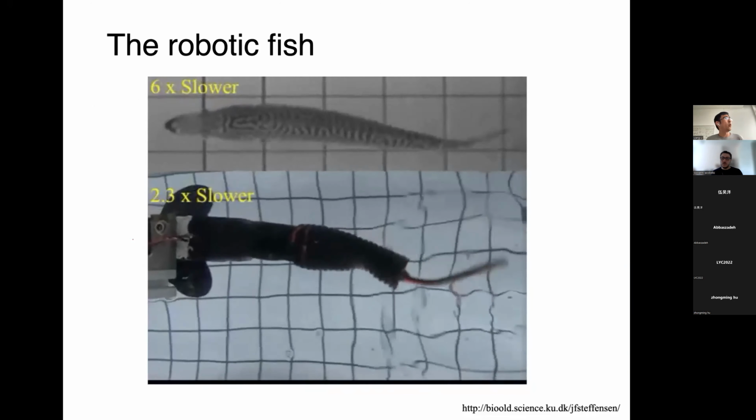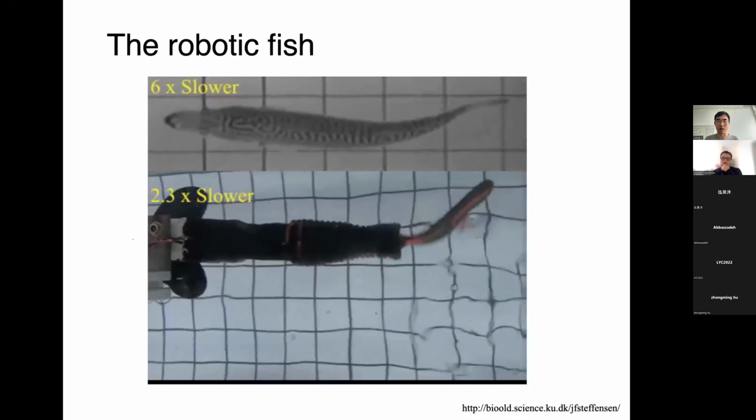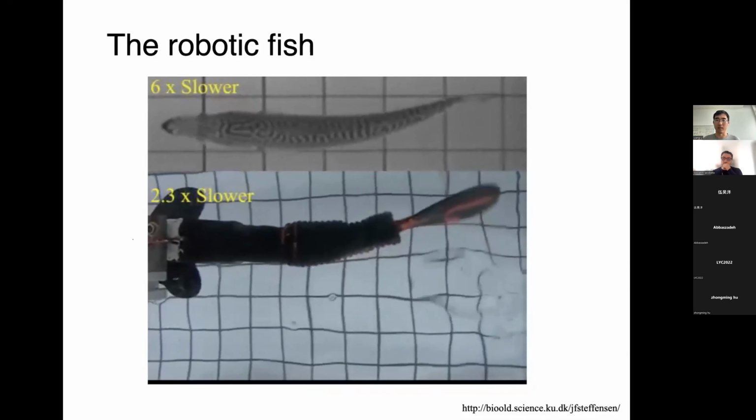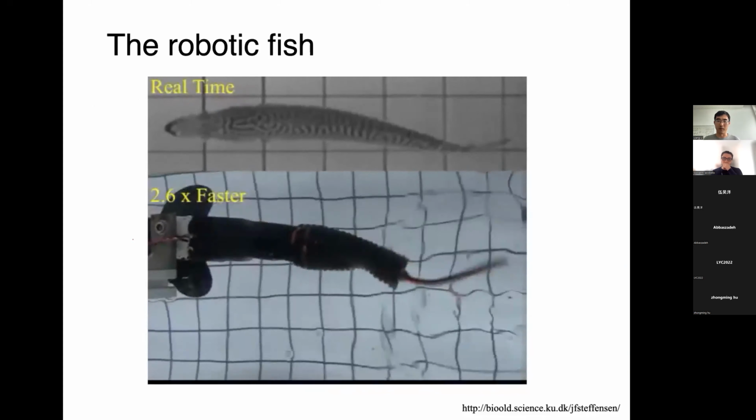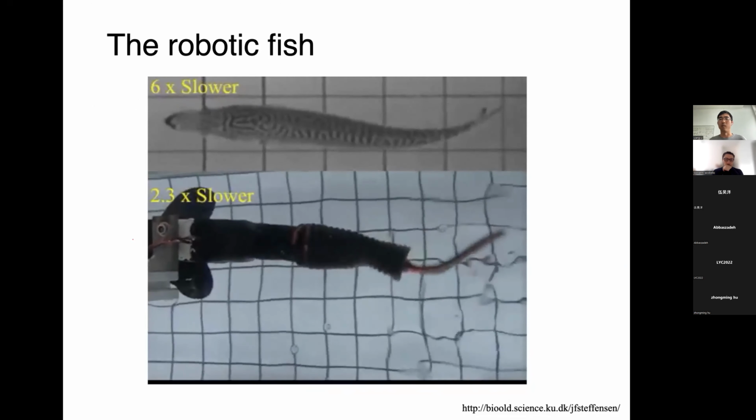Okay, then we want to further challenge our design. We want to compare the locomotion between our robotic fish and the real fish system. And here is a comparison between a real fish and a robotic fish. As you can see here, they perform quite similarly.